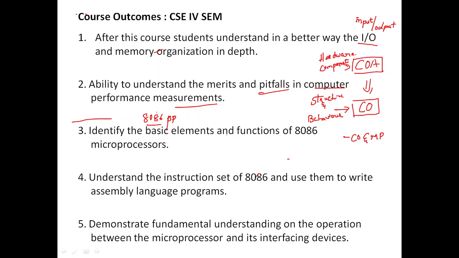So here we will study the 8086 microprocessor. There are different types of microprocessors, 8257, 8085, 8086. There are many different types of microprocessors, but in your curriculum, in your third unit, you will study this 8086 microprocessor.